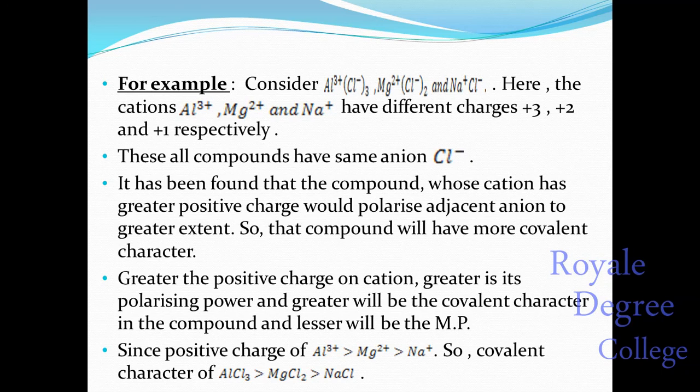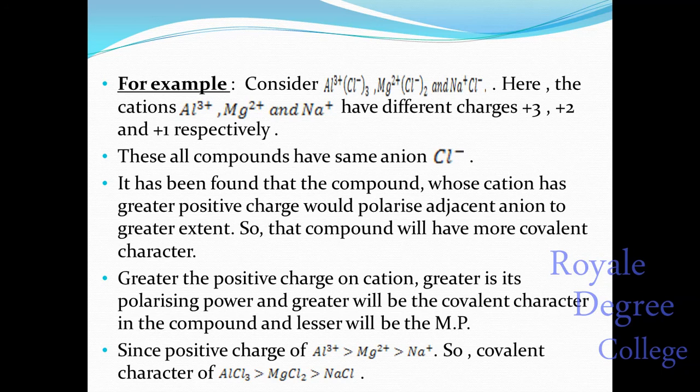whose cation has greater positive charge would polarize the adjacent anion to a greater extent. So, that compound will have more covalent character. The greater the positive charge on the cation, the greater is its polarizing power, the greater will be the covalent character in the compound, and the lesser will be the melting point.